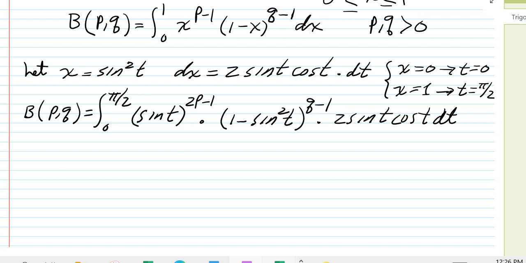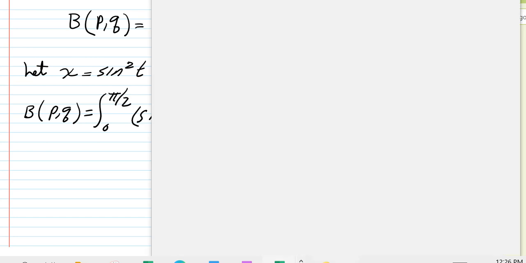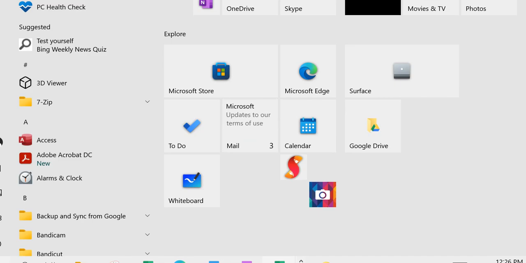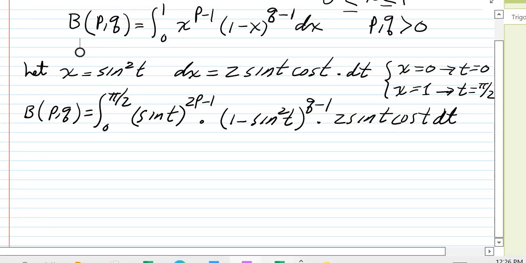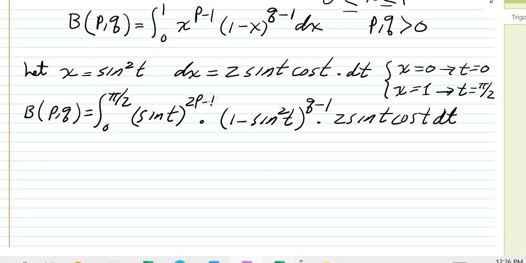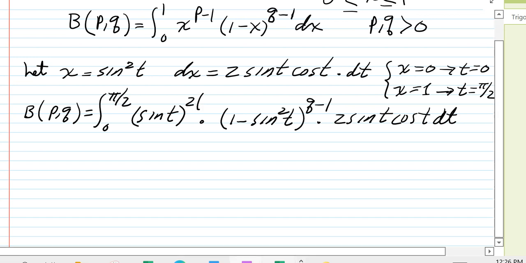Now, let's see. And again, I do need to put parentheses, right in here, I do need to insert parentheses. p minus 1, and then of course I have 1 minus sine squared t to the power of q minus 1.